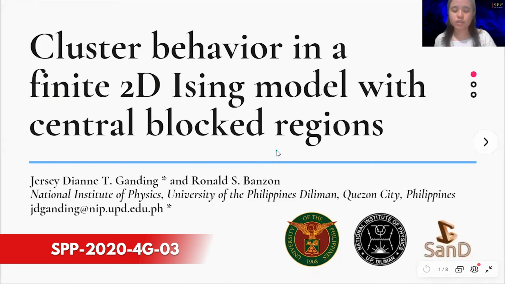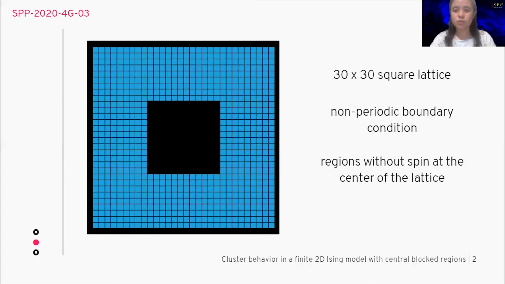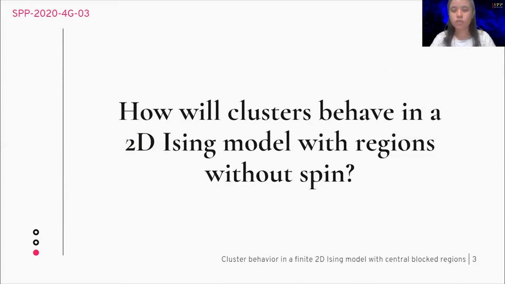Good day, everyone. I am Jersey Dayan Yending, and today I'm going to talk about cluster behavior in a finite 2D Ising model with central block regions. For this study, we have a 30 by 30 square lattice with finite or non-periodic boundary condition and regions without spin at the center. Using this system, we try to ask, how will clusters behave in a 2D Ising model with regions without spin?